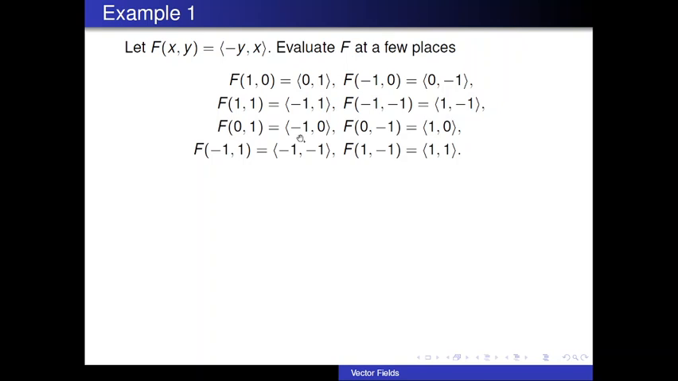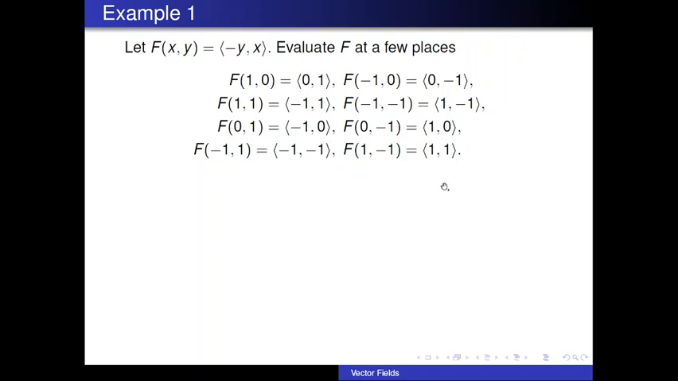Okay, and then we've got a few more points here. At 0, 1, the vector field outputs the vector minus 1, 0. At 0, minus 1, the vector field outputs the vector 1, 0. And at minus 1, 1, the vector field outputs the vector minus 1, minus 1. And last but not least, at 1, minus 1, the vector field outputs the vector 1, 1.